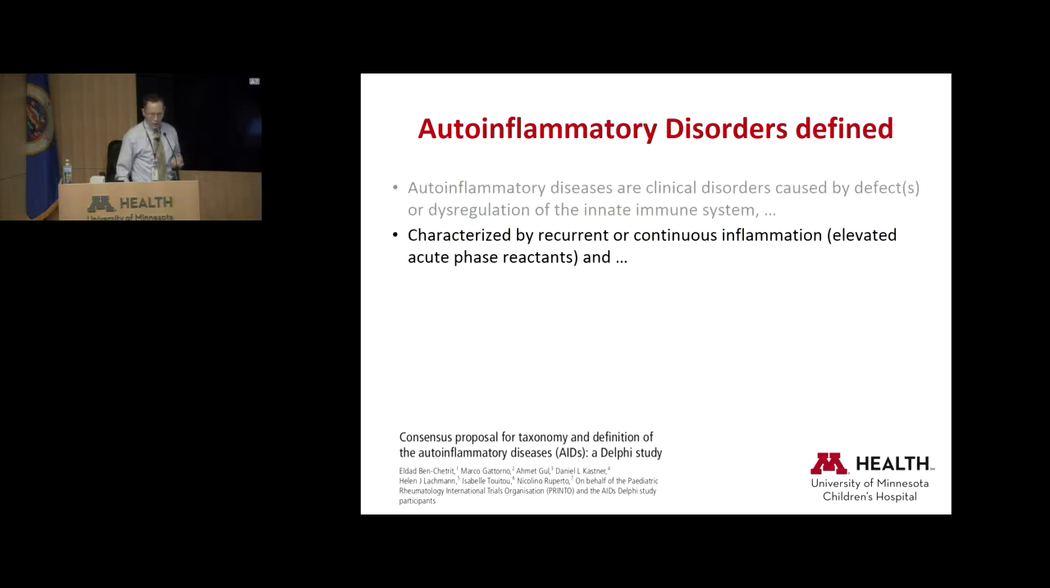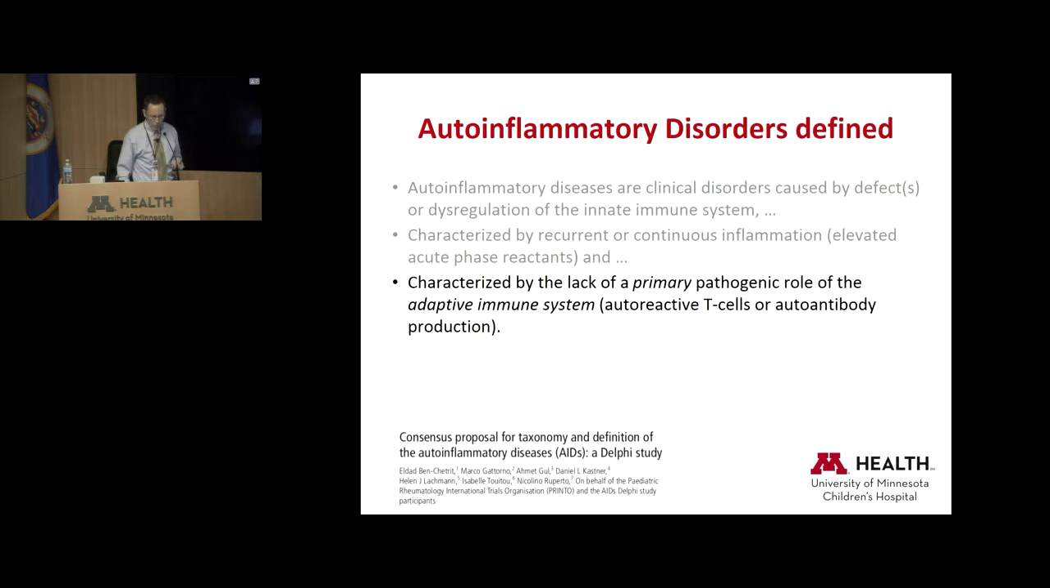They're characterized by recurrent or continuous inflammation and they make the point that you have increased acute phase reactants. We get referrals for patients who've never had acute phase reactants checked, and yet someone wants to know whether or not this child has an autoinflammatory disorder. And they're characterized by the lack of a primary pathogenic role of the adaptive immune system, which is not to say that there's no role for the adaptive immune system. There actually is increasing information that there is a role.